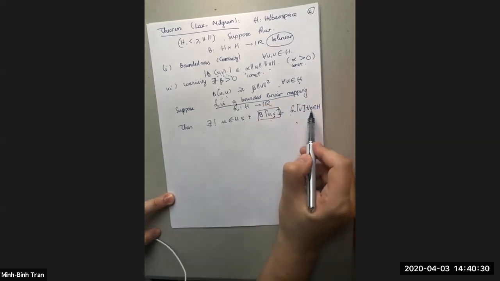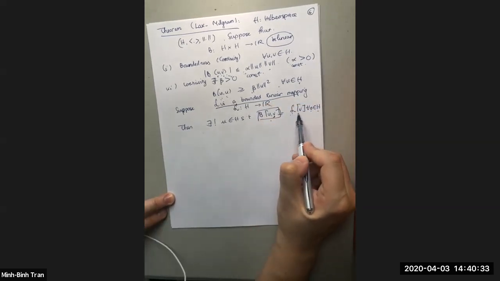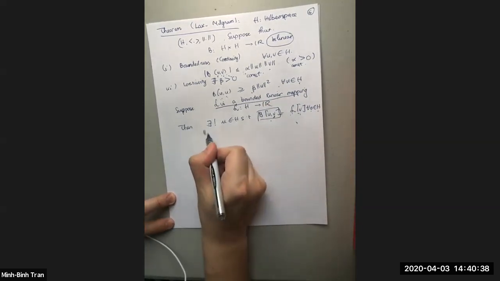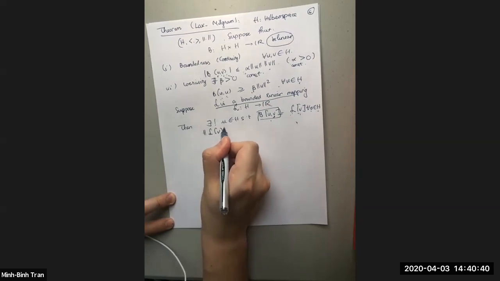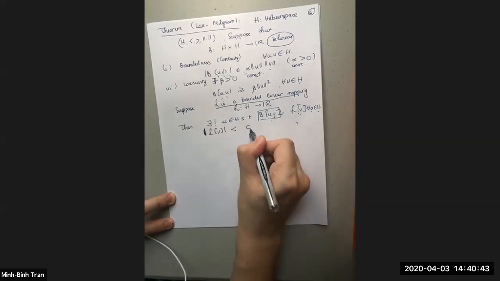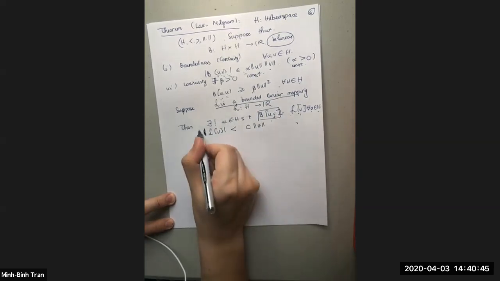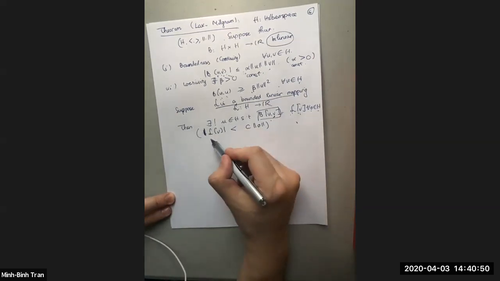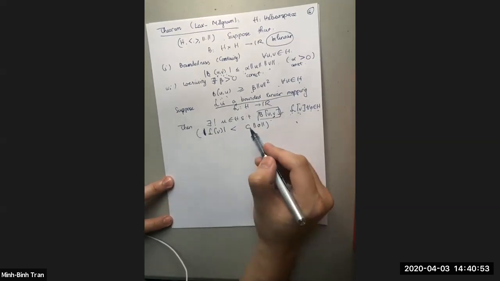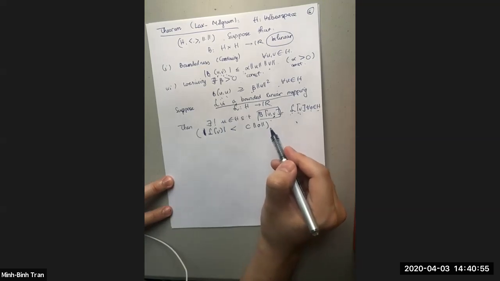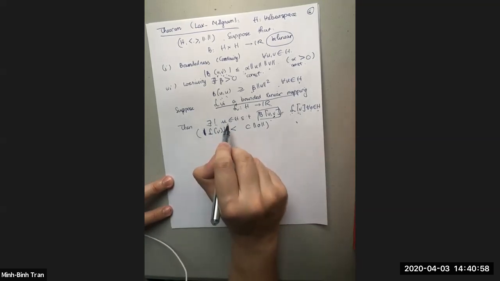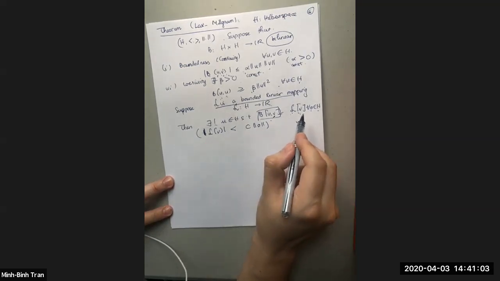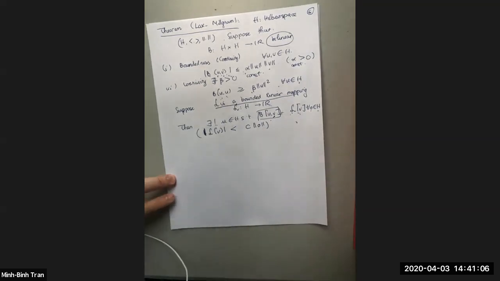So which means that if you pick any V in H, L of V is linear in V, and this is bounded in the sense that the norm of L of V will be smaller than a constant C times the norm of V, right? So this is how you say that this linear mapping is bounded. Then there is a unique U in H such that B(U, V) equals L(V) for all V in H, right?